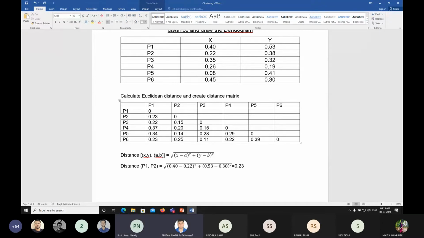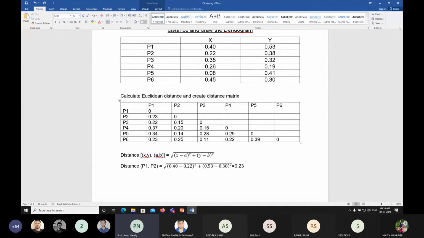Now if you see, these diagonal elements are 0, and this is a lower triangular matrix. In the upper triangular matrix also you will get the same values. So we are only considering this lower triangular matrix. Now this is your distance matrix.